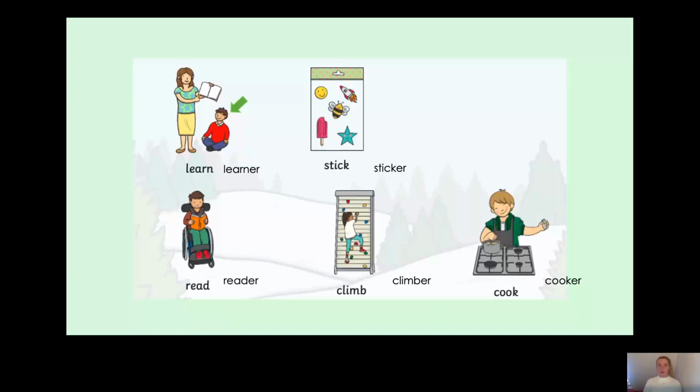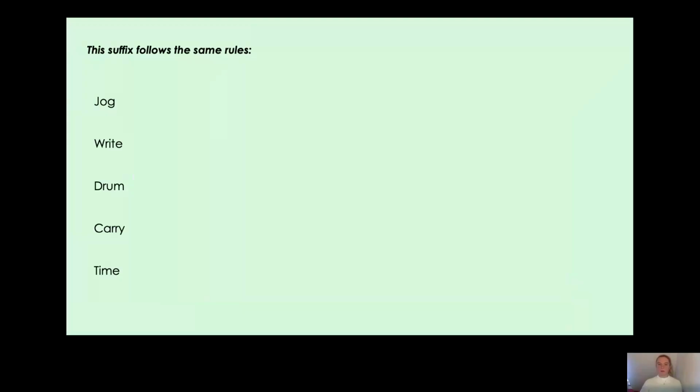Now, this suffix, as I said, the suffix er follows the same rules as the suffix est. So what I'd like you to do in a minute, we're going to do the first one together, but after that, I'd like you to change these verbs to nouns by adding the suffix er. So let's do the first one together. We've got jog, j-o-g. Now, what do you notice about this word?